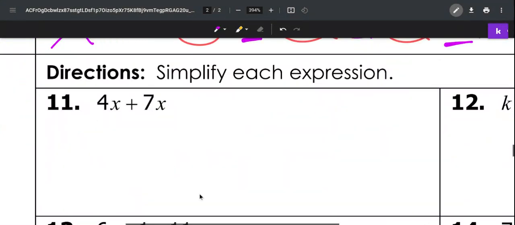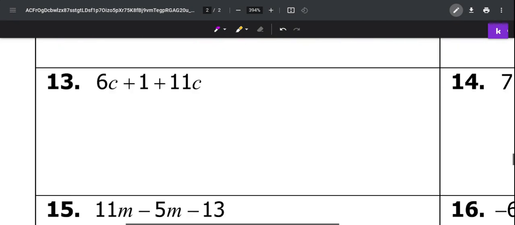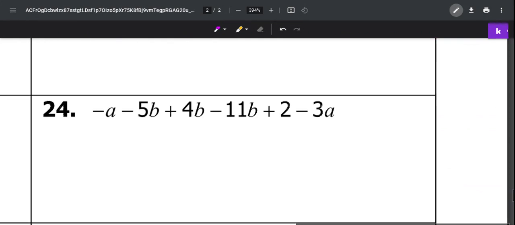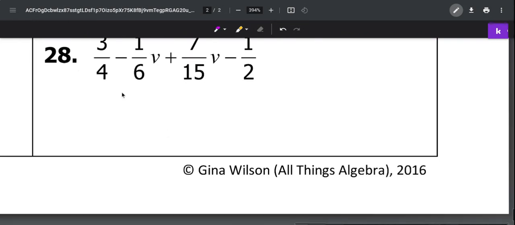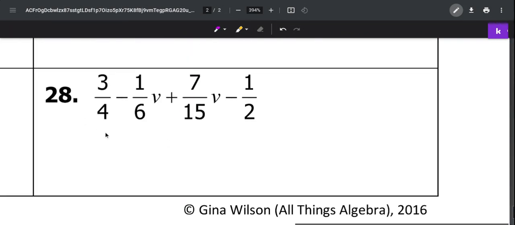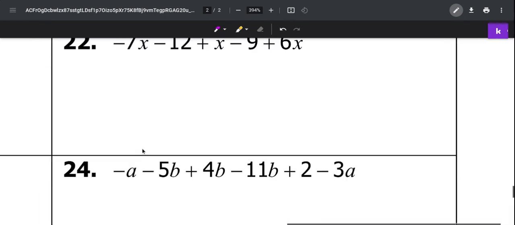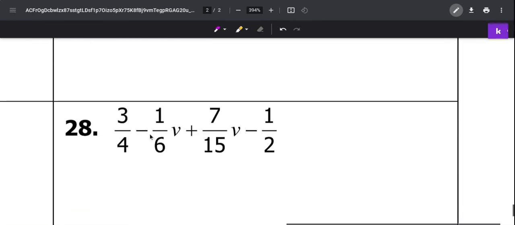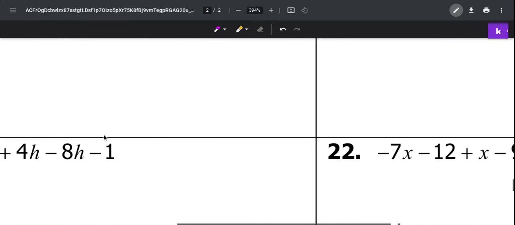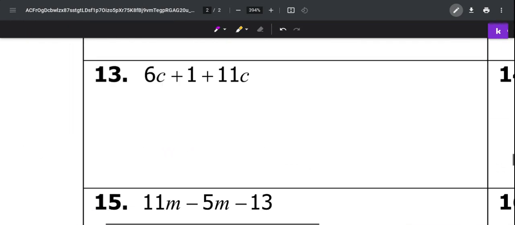So let's go to 11. So these are going to start out easy and then they get a little bit more difficult. If you look all the way down, I may save you from some of, like, the 28 and some of those. But I mean, we do need to still know how to do that. But that one's a little extreme. All right. So let's go back up to the top.